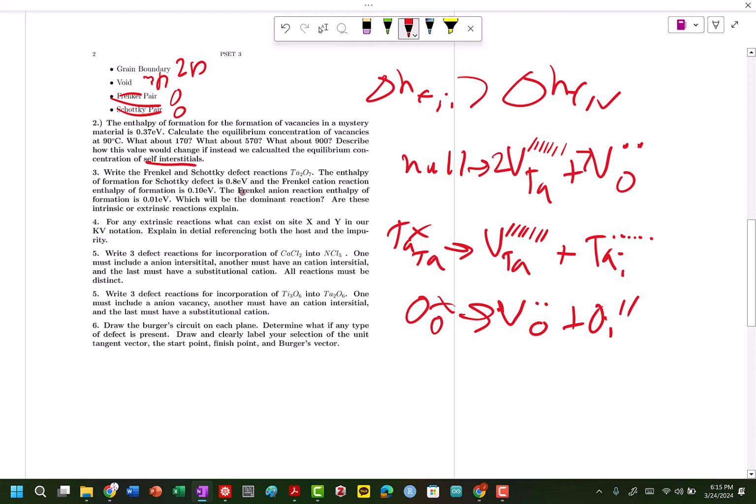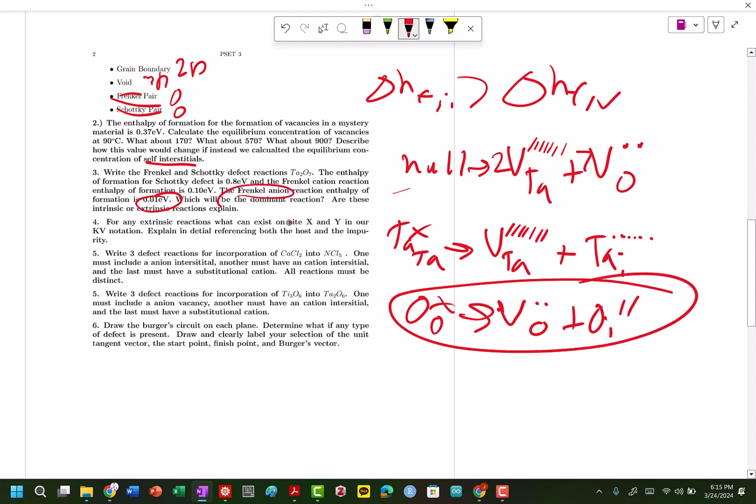Which one will be dominant? The lowest activation energy. So that's going to be the Frenkel anion, which is going to be this one. All of these are intrinsic reactions.